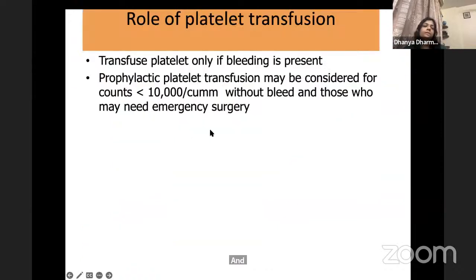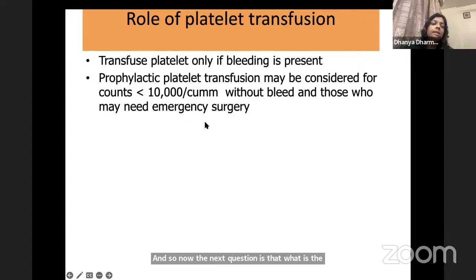So now the next question is: what is the indication for platelet transfusion? The indication is that you transfuse platelets only if active bleeding is present. There is no role for prophylactic platelet transfusion unless the counts have fallen to less than 10,000 without bleeding, or in those who may need emergency surgery. So otherwise, if the platelet count is 20, 30, 15, and the child is not actively bleeding, do not transfuse platelets.